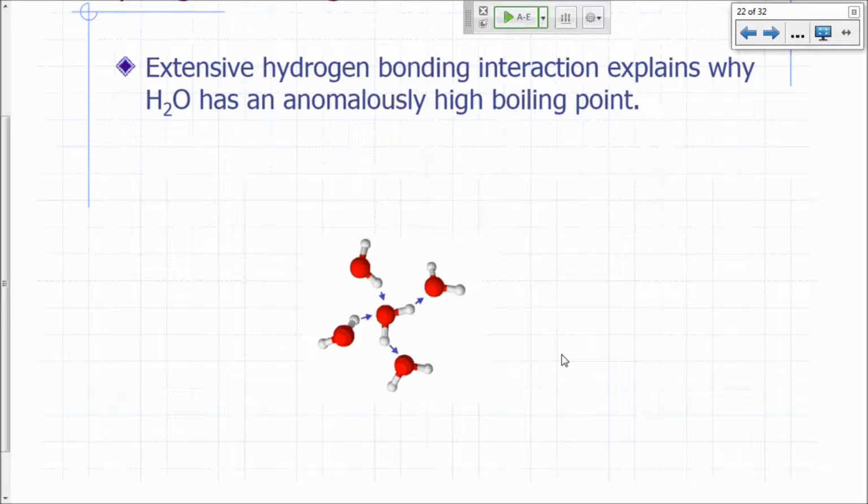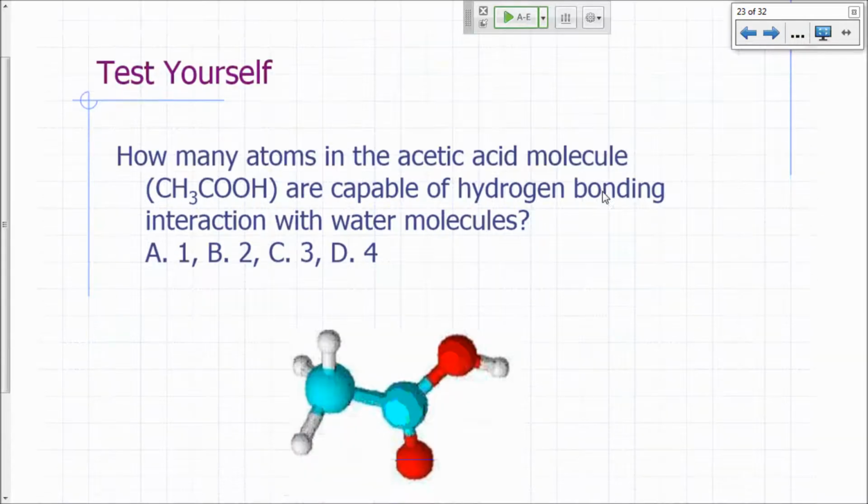If there wasn't any hydrogen bonding interactions among water molecules, H2O is smaller than O2. Water would be a gas. We're not going to have any liquid water if it were not for hydrogen bonding interactions, at least under ordinary conditions. It will take a very, very low temperature to liquefy your water. So under ordinary conditions, you're not going to get any liquid water. That explains why water has an anomalously high boiling point.